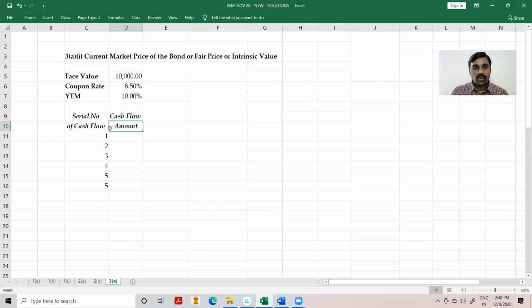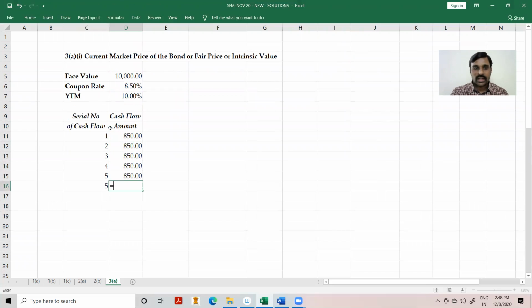What is the cash flow amount? First year coupon payment: face value of the bond into coupon rate. I'll get 850.